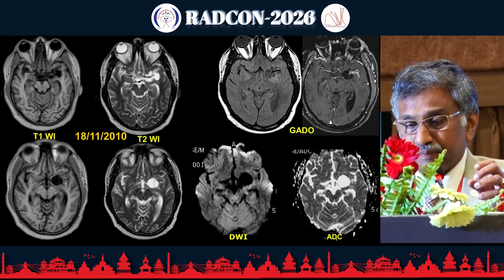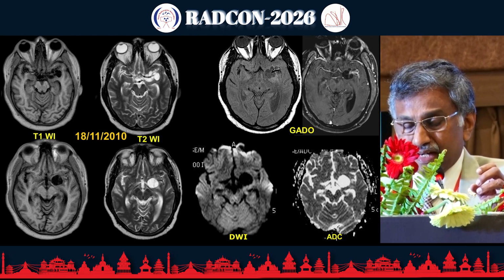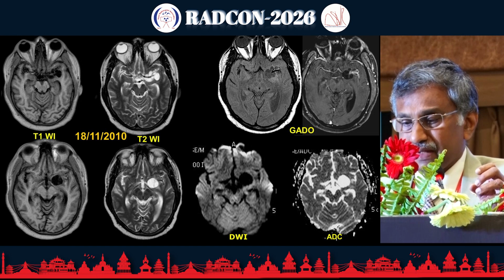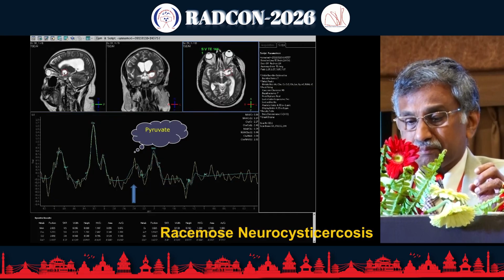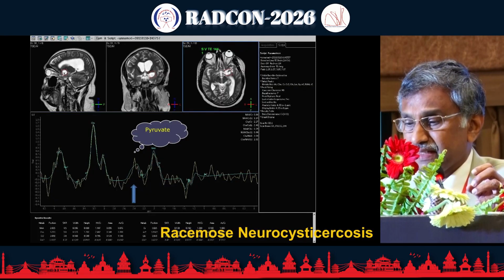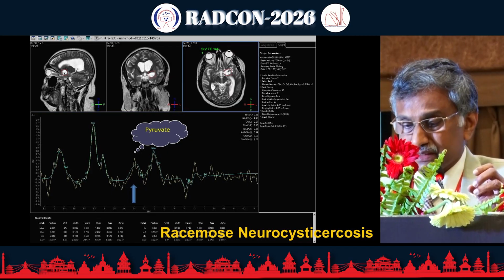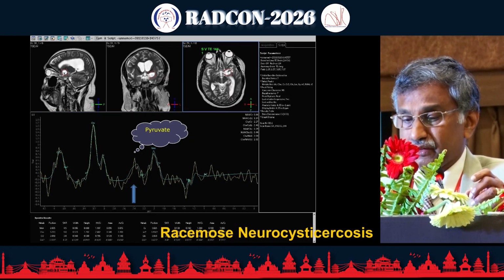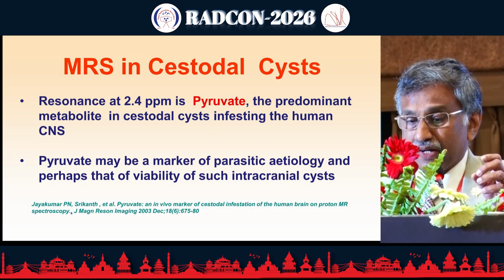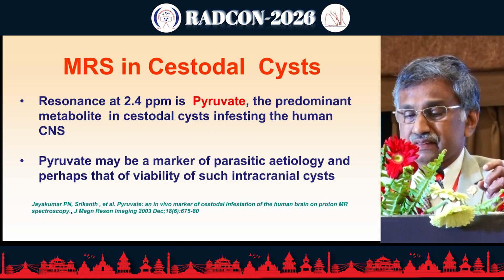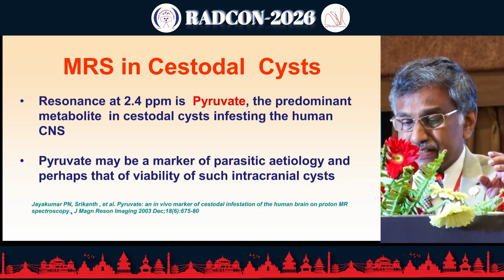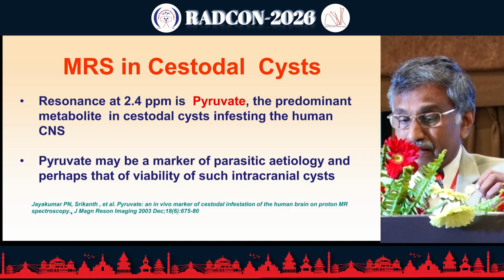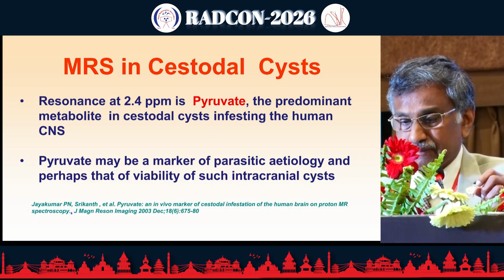Here is another patient. This patient had a cystic lesion in the left temporal lobe on the first MRI, with peripheral rim enhancement. Again on MR spectroscopy there is a pyruvate peak, consistent with cysticercosis, the racemose type of neurocysticercosis. Resonance at 2.4 is pyruvate, the predominant metabolite in the cysticercal cyst infesting the human CNS. Pyruvate may be a marker of parasitic etiology, perhaps of the viability of such intracranial cysts.